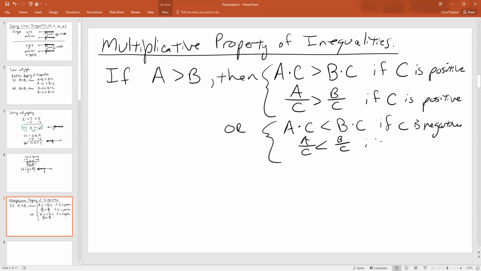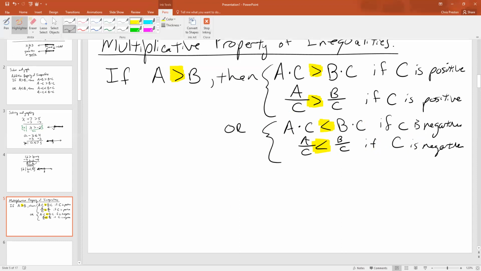So notice in the original expression, we had a greater than, and when we multiplied by a negative, it switched to a less than. Okay? Whereas if we multiply by a positive, it stays a greater than. So this is a little trickier. This rule is trickier than it is for equations, because of this whole multiply or divide by a negative, you're going to flip the sign.